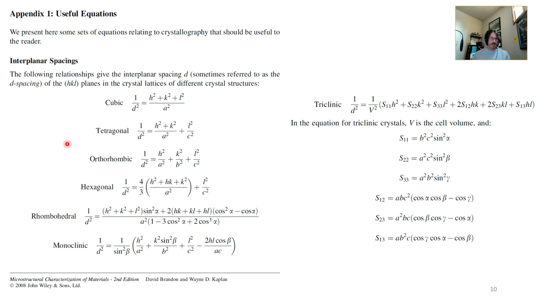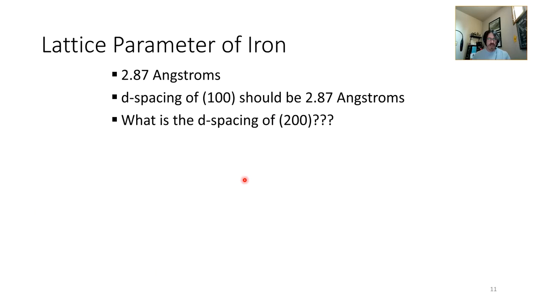So cubic is simplest, tetragonal a little bit more complex, orthorhombic a little bit more complex, hexagonal it's kind of complex, rhombohedral scares me, and monoclinic's a little bit more complex as well. So you kind of have to know the lattice parameters, and in some cases you have to know the angles between planes. Okay, so for monoclinic you'd have to know beta, and for rhombohedral you'd have to know your alpha angle. Triclinic is spooky. This is crazy, and I don't think I'd ever have anyone work this out. It's kind of crazy. Maybe I should. I don't know. So let's work out a quick problem based on the lattice parameter of iron.